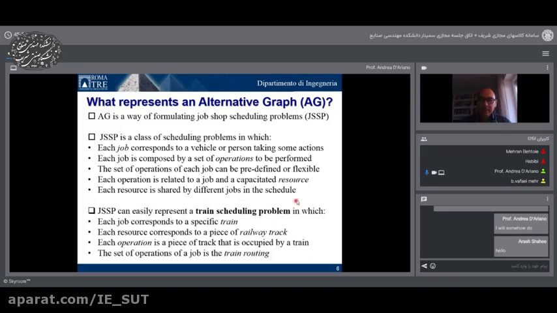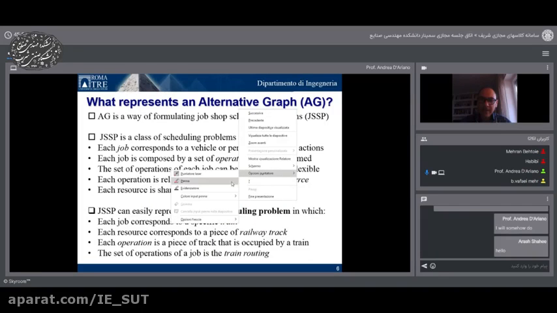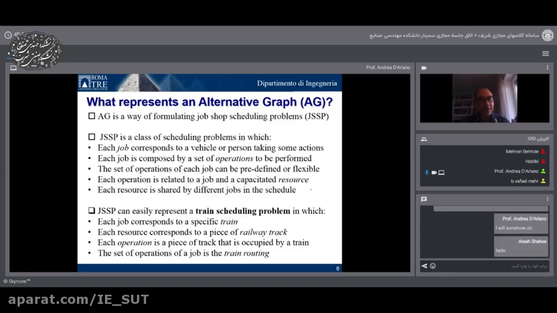Then why is job shop scheduling so interesting for railway? Because it's easy to represent a train scheduling problem as a job shop scheduling problem. Each job corresponds to a train. Each resource corresponds to a piece of track, a piece of infrastructure. Each operation is the use of a piece of track by a train. A train is occupying or is reserving a piece of track. And when you look at the job, it is a set of operations. So basically, it's a train route. Okay, it's a possible route for a train.